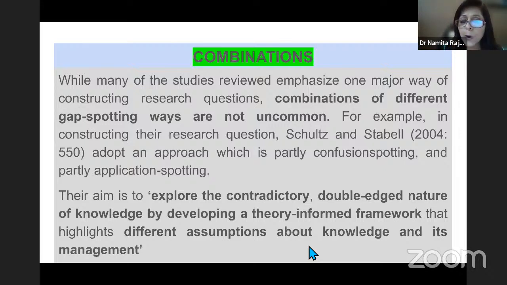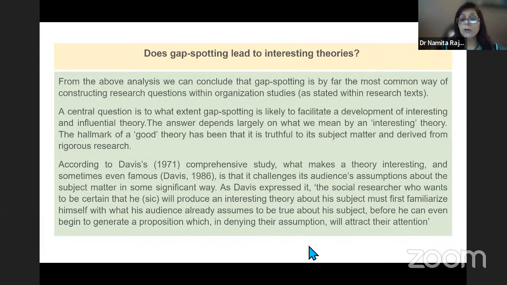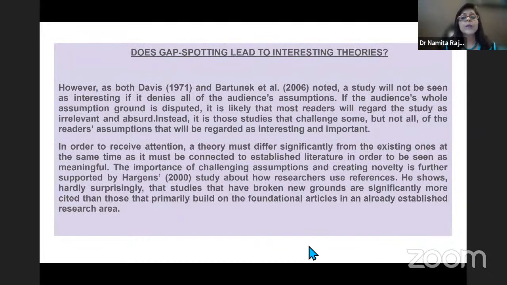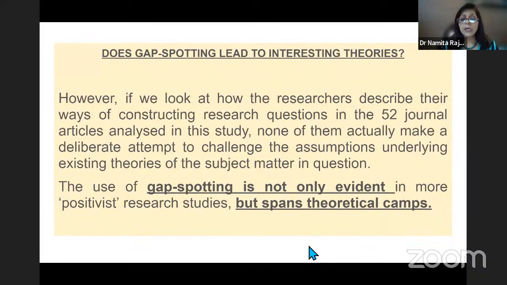So their aim is to explore the contradictory, double-edged nature of knowledge by developing a theory-informed framework that highlights the assumptions about knowledge and its management. So it makes sense because you are using the combinations of the two. So sometimes, that gap spotting leads to some interesting theories. However, if we look at how the researchers describe their ways of constructing the research questions in this 52 journal articles analyzed in this study, none of them actually make a deliberate attempt to challenge the assumptions underlying the existing theory of the subject matter in question.